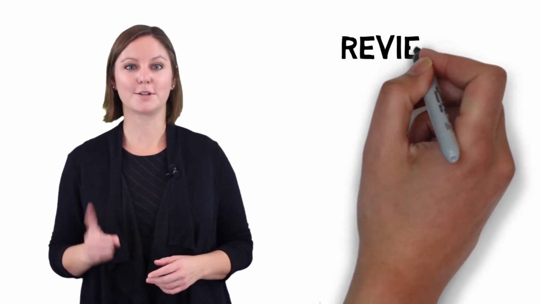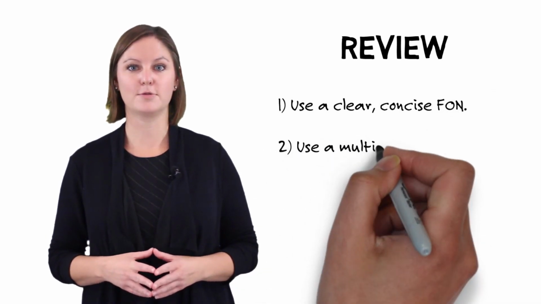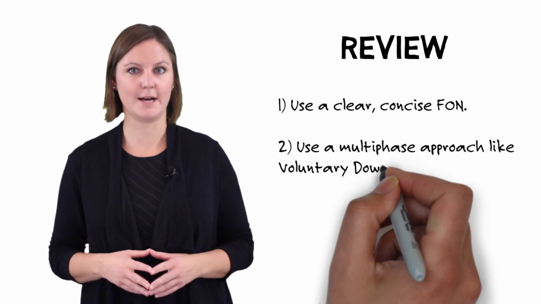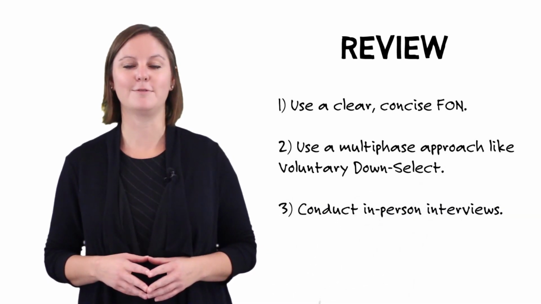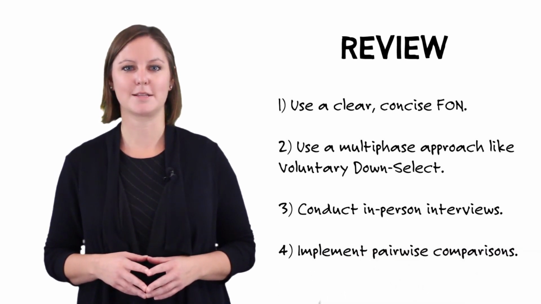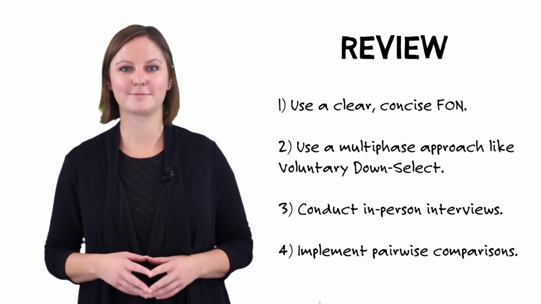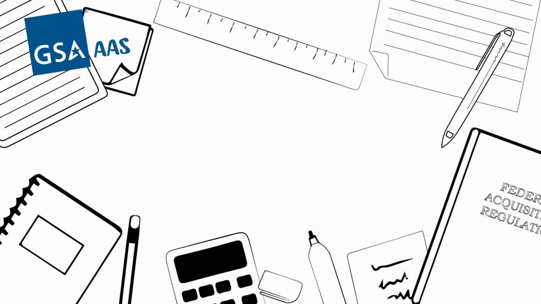To review, here are the 4 methods you can rely on to save you time and effort during the acquisition process. Use a clear and concise fair opportunity notice. Lighten your load by using a multi-phase approach like voluntary downselect. Conduct in-person interviews for a more realistic, efficient evaluation. And finally, implement pairwise comparisons to help your technically superior offer rise to the top. Title screen reads, Agile acquisition methods.